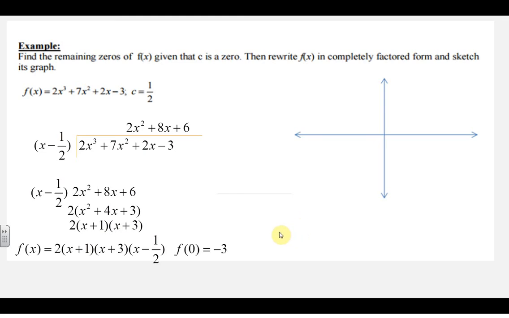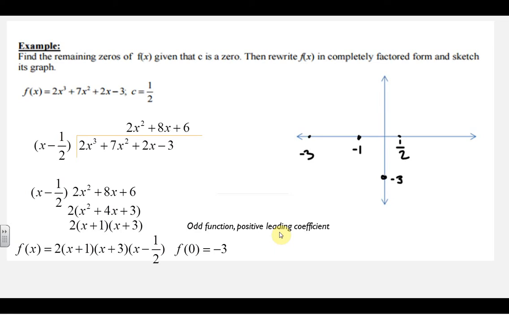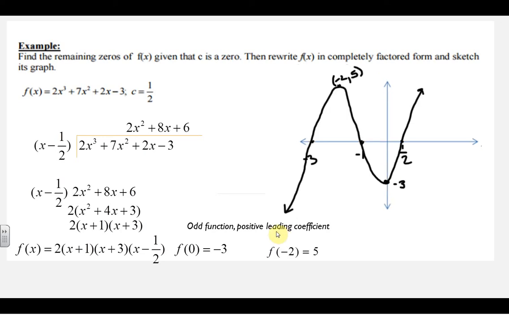We know our roots are at -1, -3, and positive 1/2. We know our y-intercept is -3. We know this is an odd degree, positive, ending up. So it's going to start down, end up. So we plug in a few points to get our sketch, and there it is.